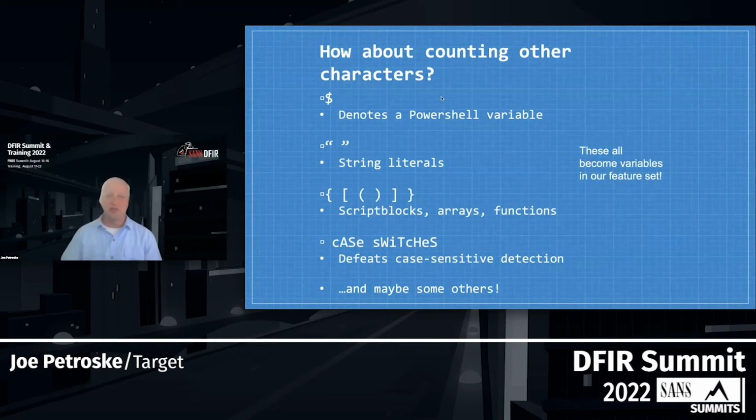So you can think about all these other kind of characters that might be present in an obfuscated PowerShell command and just get the counts of those. So these all become variables in our feature set.